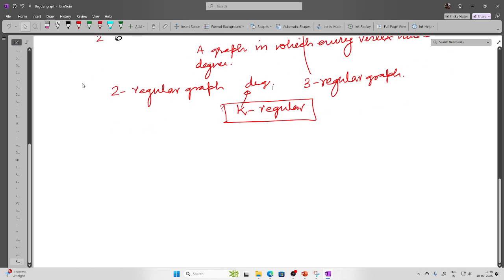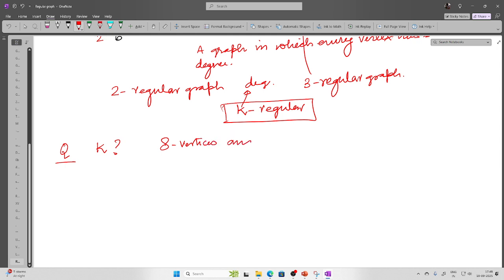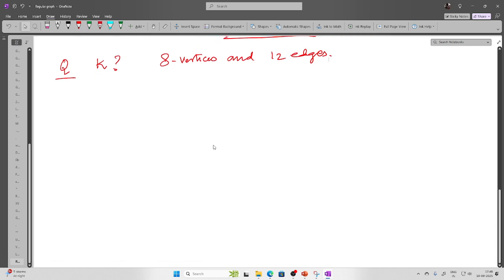Let's say I want to evaluate k for a k regular graph having 8 vertices and 12 edges. Now, as you don't know the theorems right now, what method should you adopt? We have only one method. We have to draw it.